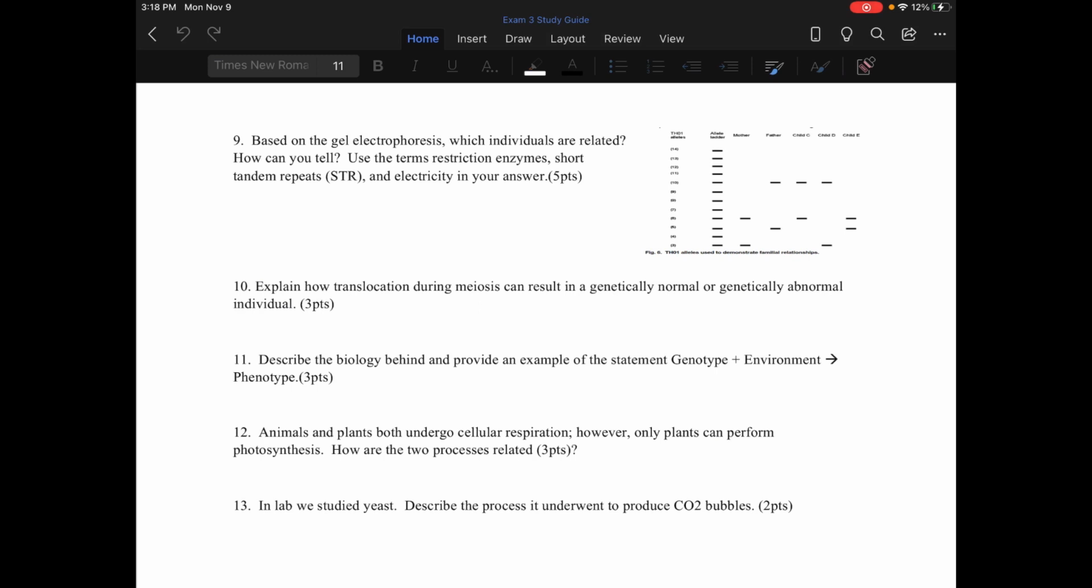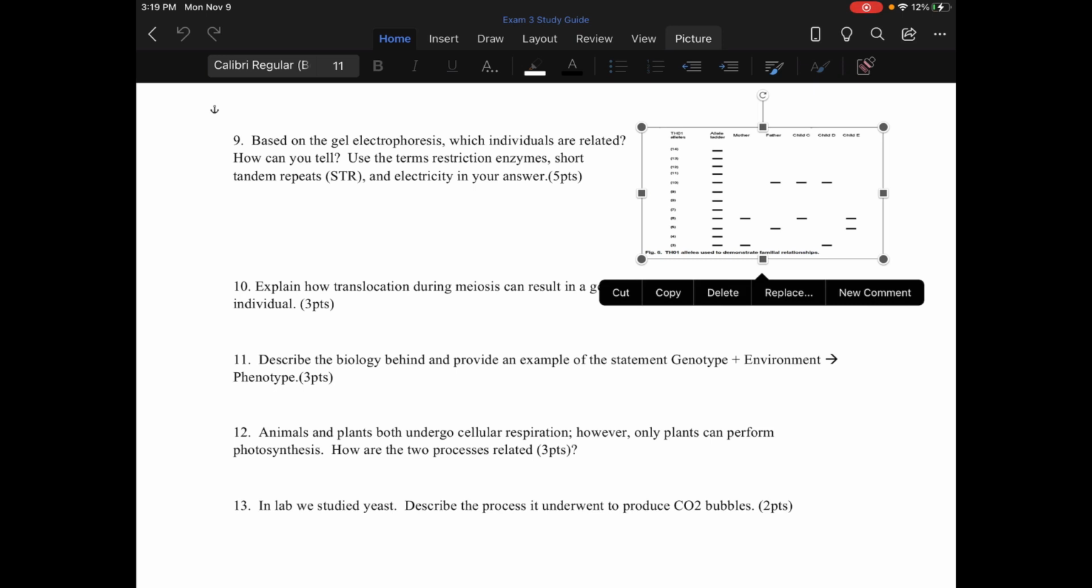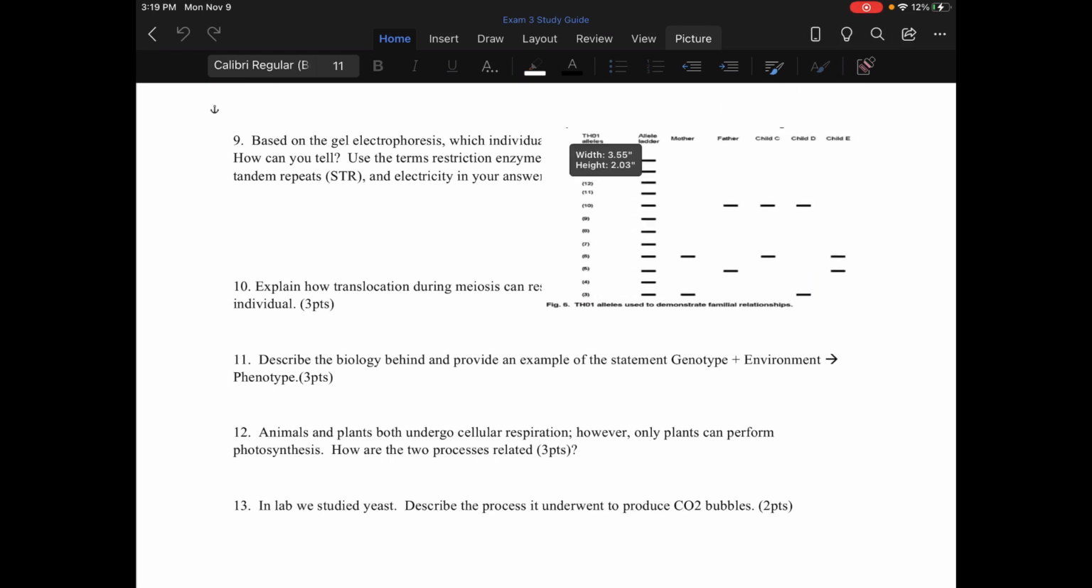This next question, based on the gel electrophoresis, which individuals are related? How can you tell? Use the terms restriction enzymes, short tandem repeats, and electricity in your answer. So restriction enzymes are what cut the DNA into fragments. They're looking at specifically 13 short tandem repeats in the United States to determine relatedness. And electricity is what moves these fragments through the gel. So larger fragments are stuck at the top, and shorter fragments move to the bottom more easily.